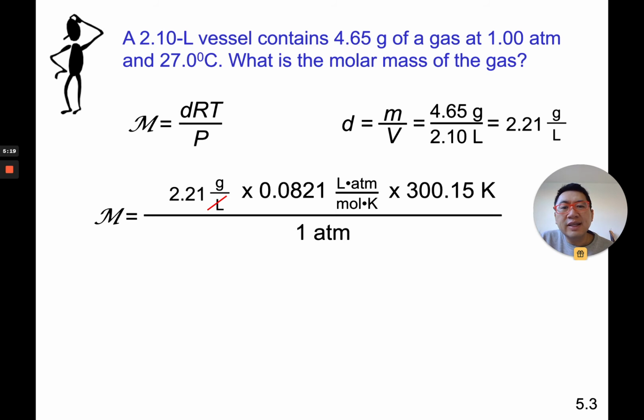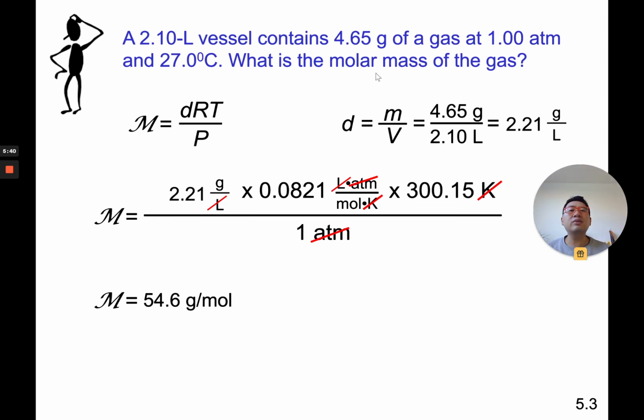Well, liters and liters cancel. Kelvin and Kelvin cancel. Atmospheres and atmosphere cancel. Molar mass is grams per mole. Multiply that all in a calculator, and I get 54.6 grams per mole. So 54.6 grams per mole is the molar mass of this gas.